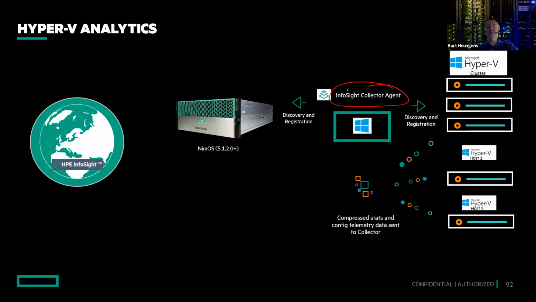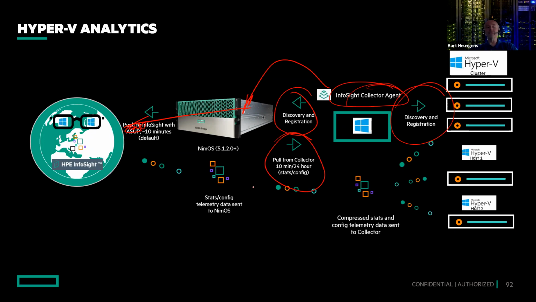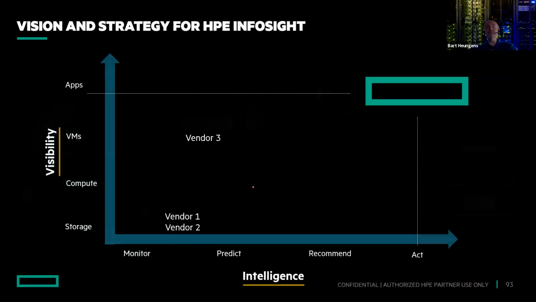So that's why you will now get the ability to download an Infosight collector agent that you're going to run somewhere in your Windows environment, and it will collect all that information just like the amplifier pack is doing for servers. Then it will connect with the Nimble array, and the Nimble array will effectively send all the information to HPE Infosight in the cloud, of course. It's not only a push, it's also a pull. So it's bidirectional for the statistics and for the configuration that is being sent to Infosight. And back again, it's all telemetry data. Coming soon. It's a matter of days until you can download that collector agent.